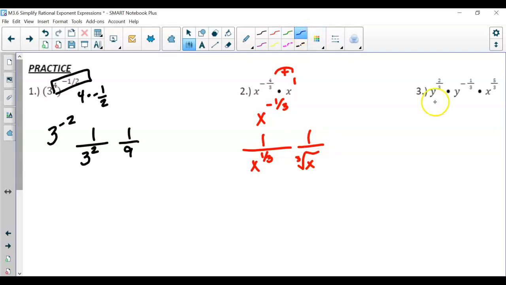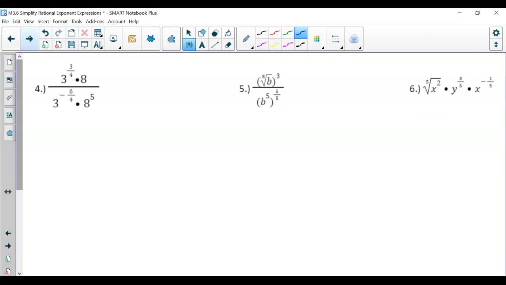Then here, you're multiplying, bases are the same here, so add the exponent. So this is y to the 1/3. 2/3 plus negative 1/3, bring down x to the 5/3. Final answer.